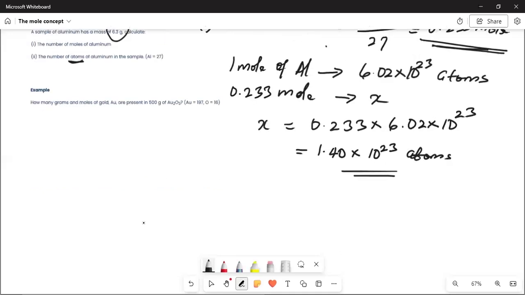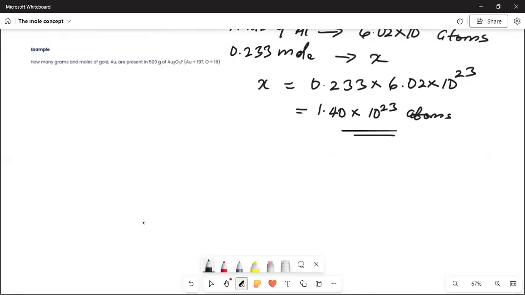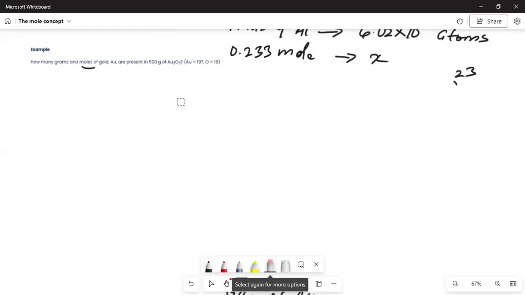And then the last question on this template is, how many grams and moles of gold are present in 500 grams of gold oxide, given that the atomic mass of gold is 197 and that of oxygen is 16? Okay. The question is, how many grams? When they say how many grams, they are asking for the mass of something. And the formula for gold oxide is Au2O3. So we need to get the mass of gold. But before we do that, we need to get the molar mass of gold oxide.